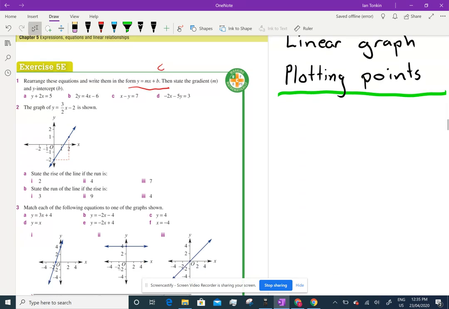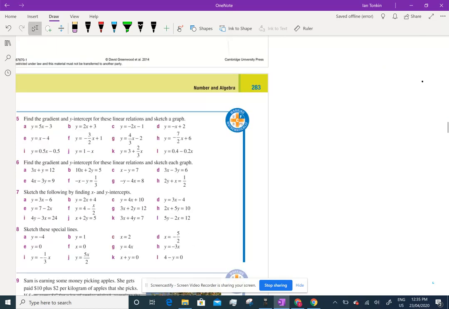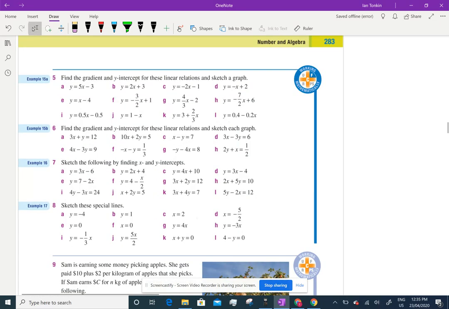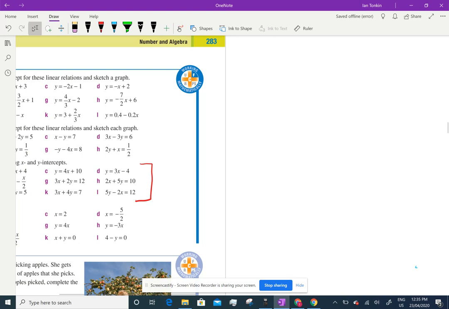So let's go down here because it's all about plotting straight lines, and this is what we're doing. So I want to have a look at exercise 5E, question 7, and I'm going to have a look at D, H, and L. And you don't have to do these. Once you understand and you remember how you did these way back in year 8 and 9, you can move on. This is just an introductory YouTube clip. So let's have a look at this.